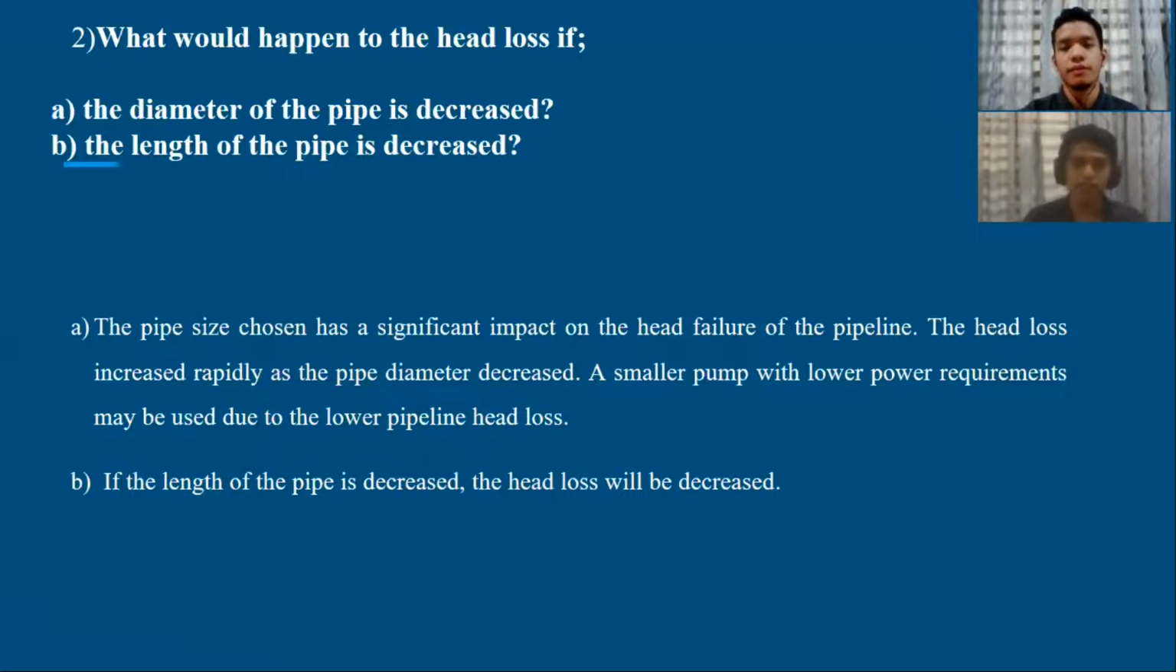What will happen to the head loss if the diameter of the pipe is decreased and the length of the pipe is decreased? The pipe size chosen has a significant impact on the head loss of the pipeline. A. If the pipe diameter decreased, the head loss increased rapidly. A smaller pump with a lower power requirement may be used due to the lower pipeline head loss. B. If the length of the pipe is decreased, the head loss will be decreased also.